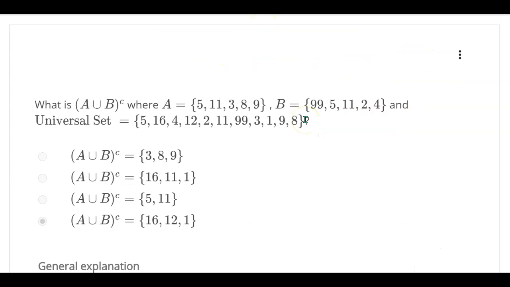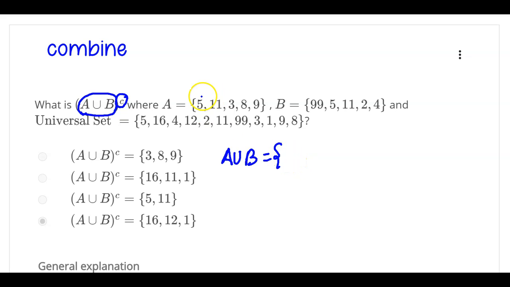The next problem is find A union B and then complement. Remember what union stands for? Union stands for combine. So I'm simply going to combine everything. And again, here I have my parentheses. So I have to tackle A union B first, and then I come to my complement. So again, A union B is simply, I'm combining all of these. Remember, I don't repeat my numbers. So A union B is 5, 11, 3, 8, 9, and I'm done with all of these.